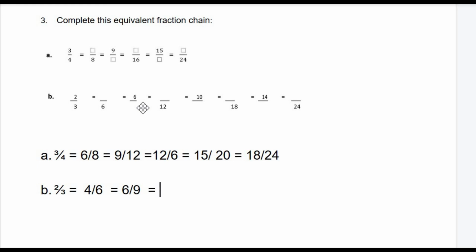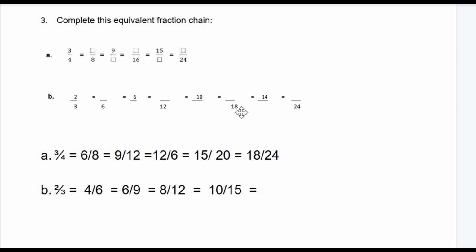All right. We have 12 here. If we multiply 3 by which number we get 12? It's 4. So we multiply both 2 and 3 by 4. 2 times 4 is 8, and 3 times 4 is 12. So we have 8 out of 12. Now 10. Which number do we multiply by 2 to get 10? 5. So 5 times 2 is 10, and 5 times 3 is 15. So we get 10 out of 15.